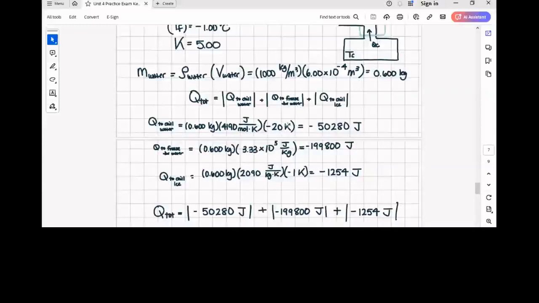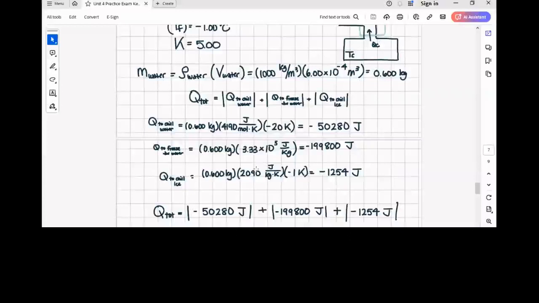And we need to get from 20 degrees Celsius down to 0 in order for the water to be capable of freezing. That is exactly the same as a negative 20 Kelvin temperature drop. So that yields -50,280 joules of heat that has to be lost. Next, to freeze the water, we can use the latent heat of fusion for water, multiply that by the mass, and I get -199,800 joules. I put a negative here because this is another heat loss. The water has to lose this heat in order to complete its phase change.